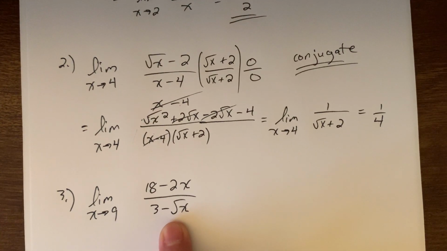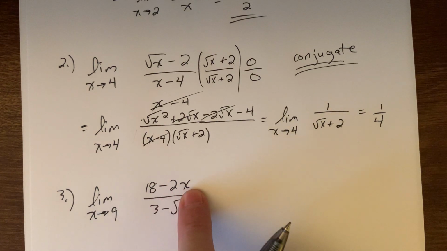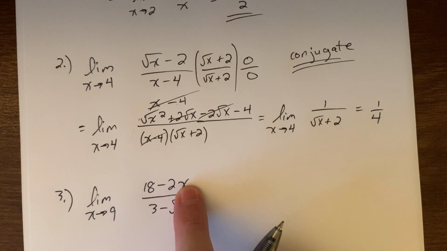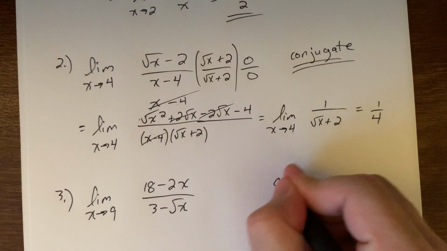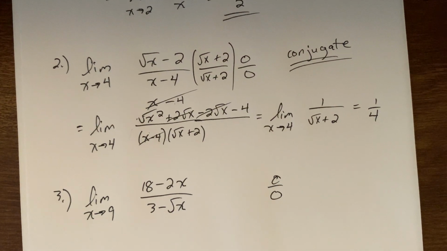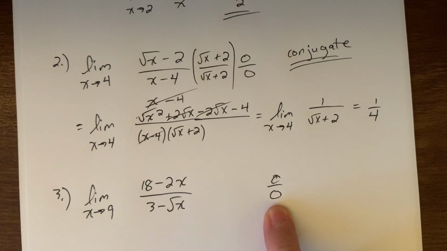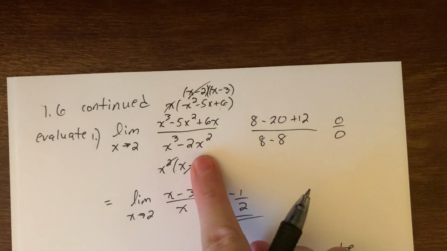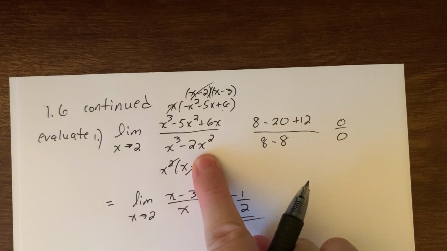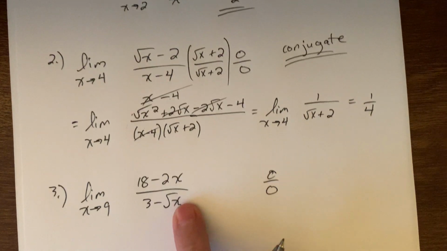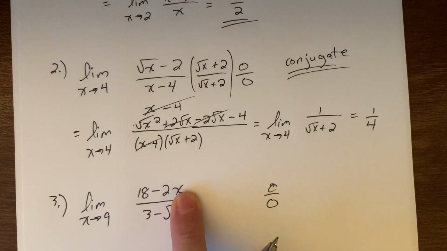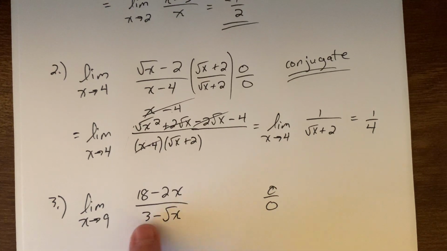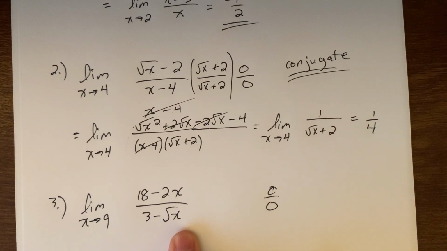So I look at this one, I plug in: 18 minus 2 times 9, 18 minus 18 is 0, and 3 minus square root of 9, 3 minus 3, another 0 over 0. So another 0 over 0, but not similar to the first one where I had the ability to factor. There's no good factoring here. Again, a 2 can come out of this, but that doesn't get you very far. Ultimately, I've got to realize the radical is where I'm getting in some trouble.